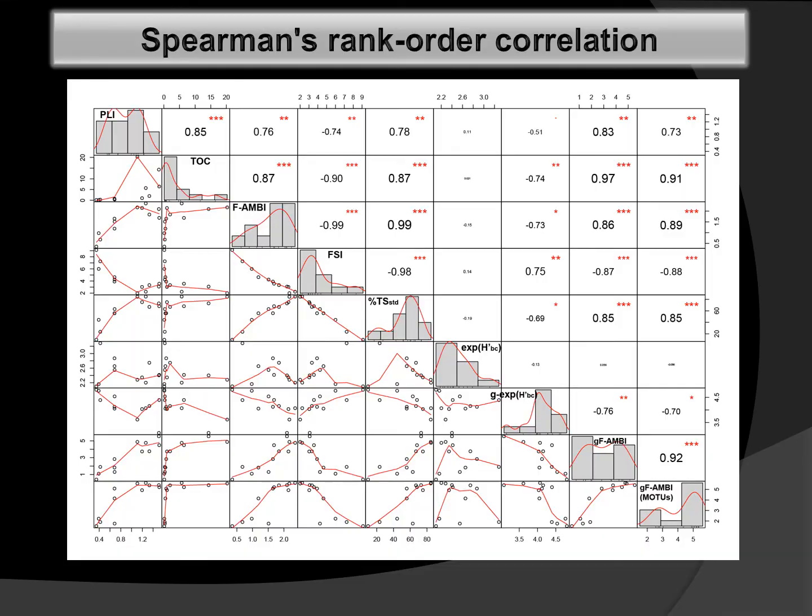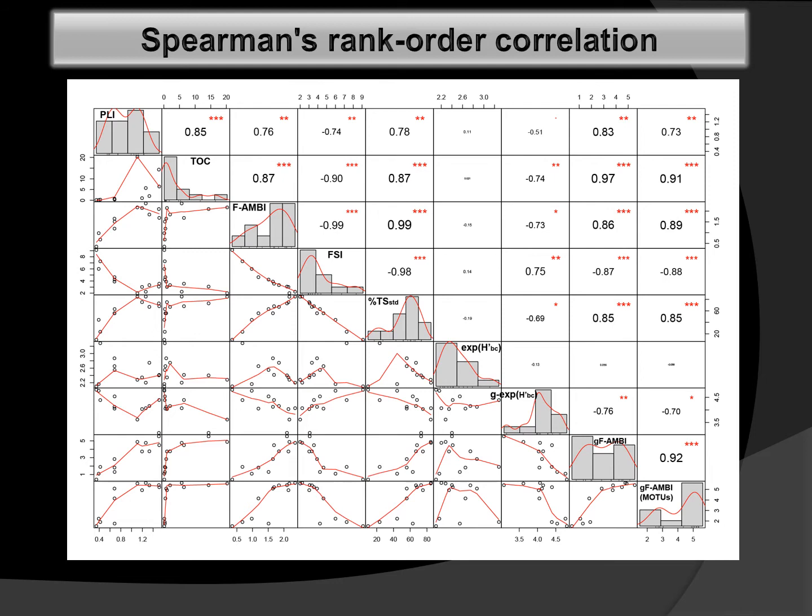The Spearman's matrix of correlation clearly highlights significant correlation between abiotic indexes, here we have the pollution load index and the total organic carbon, and many ecological indexes. In particular, the FoRAM-AMBI and the genetic FoRAM-AMBI, G-FoRAM-AMBI, are positively correlated to the pollution load index and the TOC, as well as the TSI, the Tolerant Species Index.